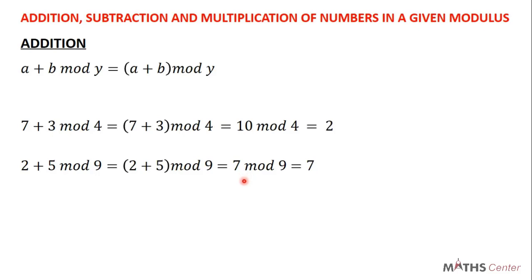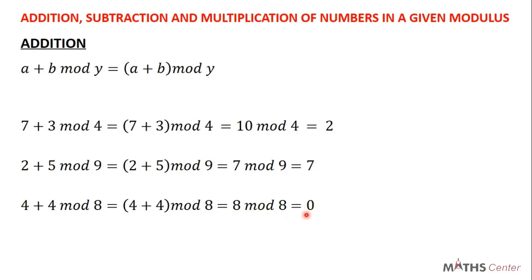Let's consider another example. We have 4 plus 4 mod 8. This will be equal to (4 plus 4) mod 8. 4 plus 4 will give us 8. So you have 8 mod 8. We have learned that if the number is the same as the modulus, then the value of the number in the modulus is 0. 8 is equal to 8, so 8 mod 8 will give us 0.